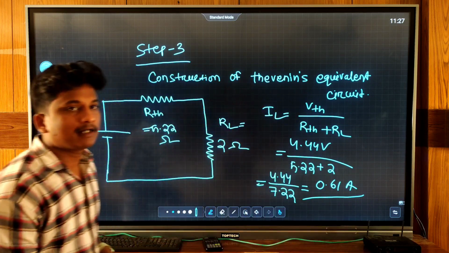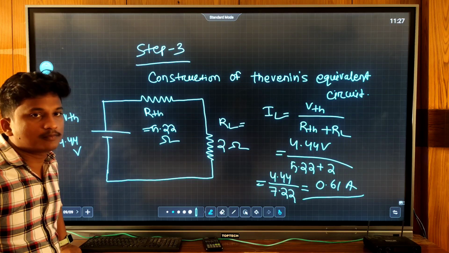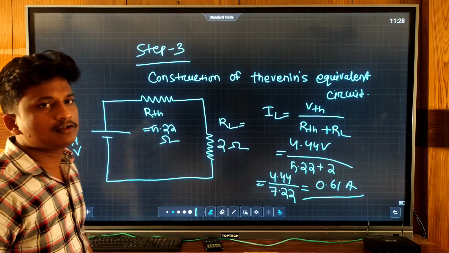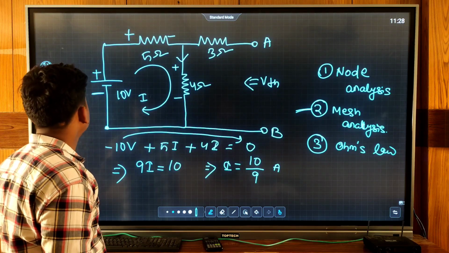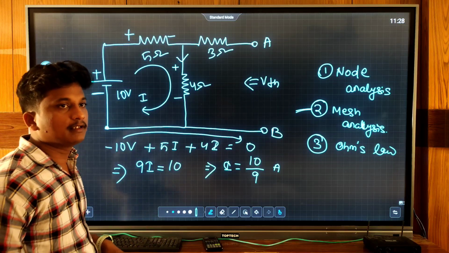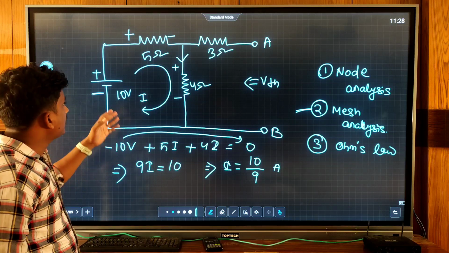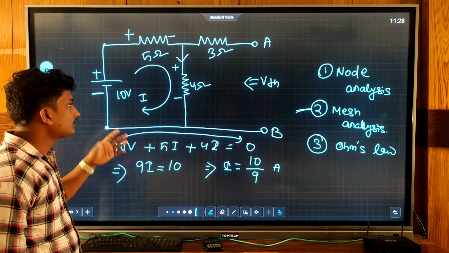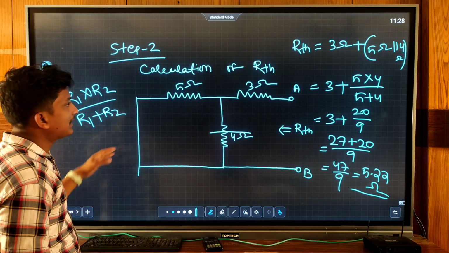So finally we have calculated load current through the 2 ohm resistor by applying Thevenin's theorem. So I am repeating the steps. In first step, I have calculated VTH by applying mesh analysis, or simply Kirchhoff's voltage law. In calculation of VTH, I have open circuited the load terminal, and other elements remain the same, and measured the VTH across A and B. In step number 2, I have calculated RTH.